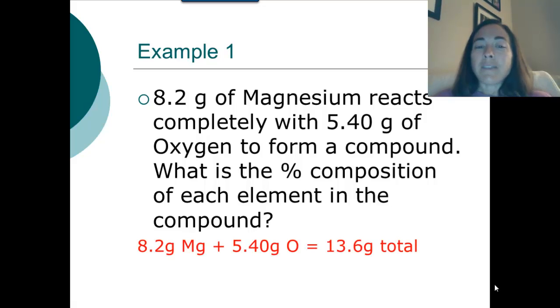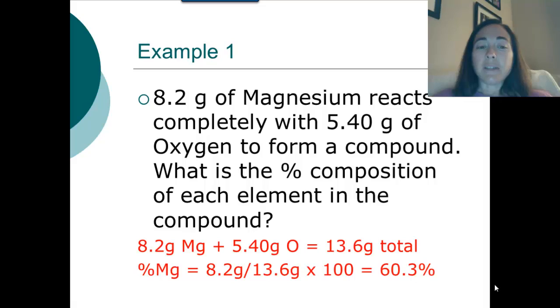So by knowing that, I know that I should have 13.6 grams of total mass in my final product. To find the percent of each element, I just take the grams that each element contributed to the reaction. So here's the magnesium. I started with 8.2 grams of it. That out of the total of 13.6 times 100 to make it a percent is 60.3%.